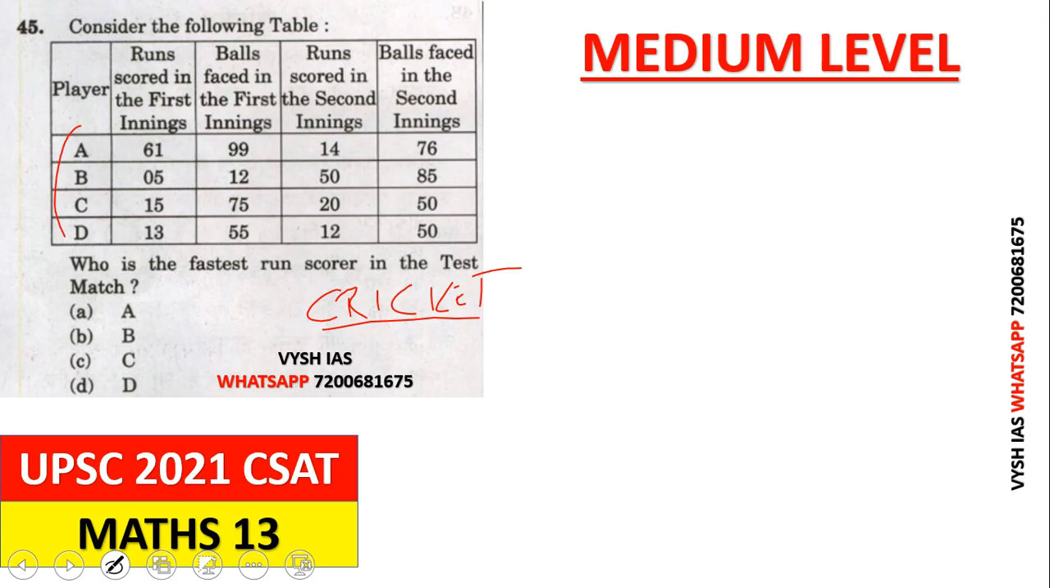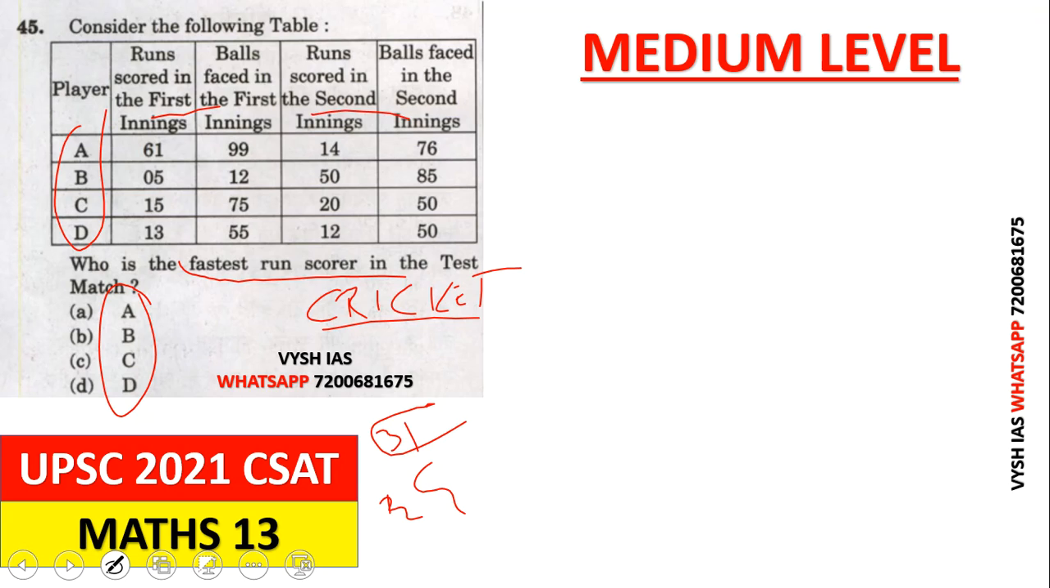Players are there: Player A, B, C, D. The options are also player A, B, C, D. They're asking who is the fastest run scorer in the test match. You know the difference between one day and test. In one day you will bat only once. Dhoni got 31 runs and got out, and after that maybe Pakistan will come to bat. In a test, there will be innings, and you will bat at different times.